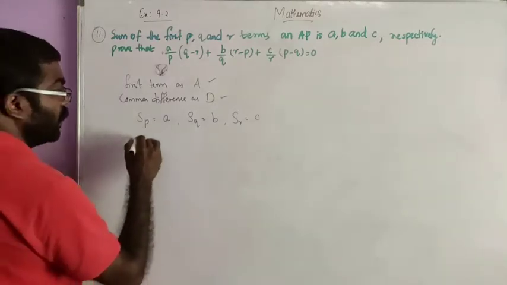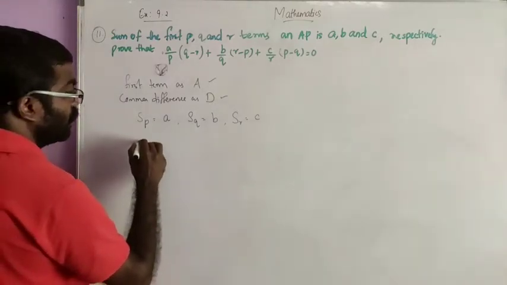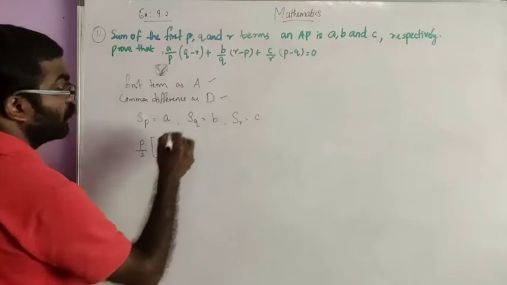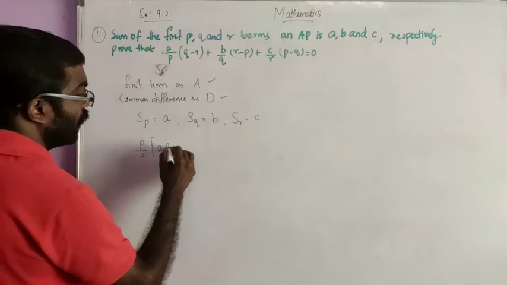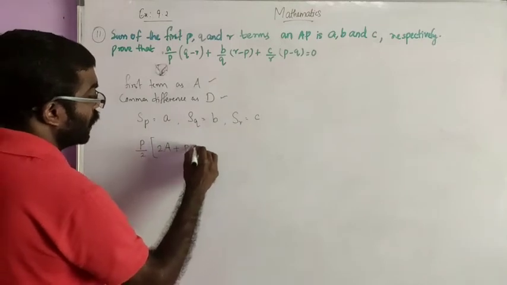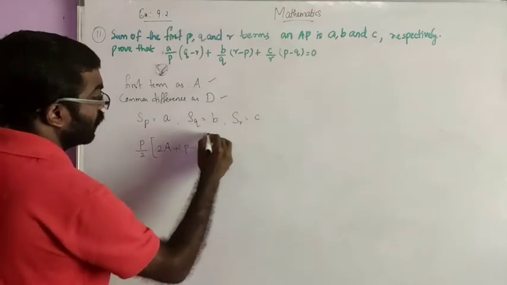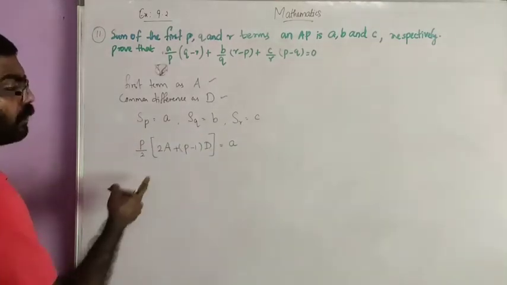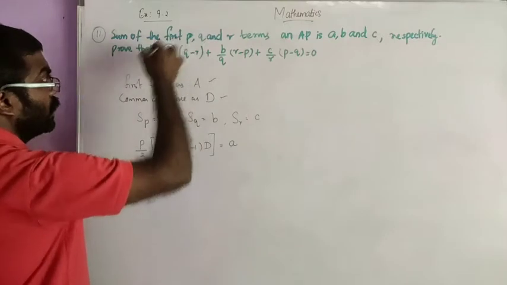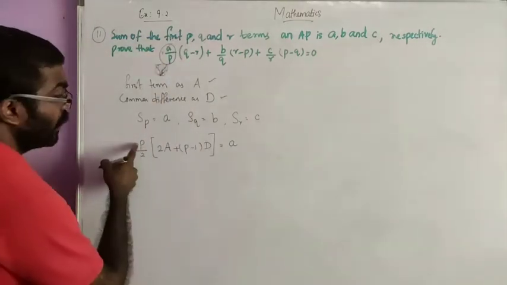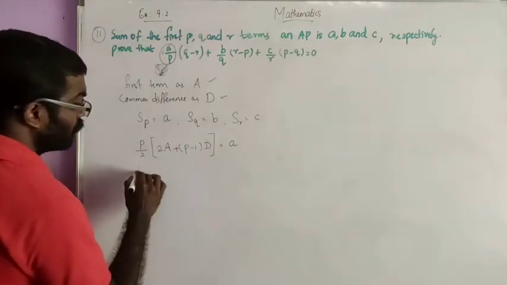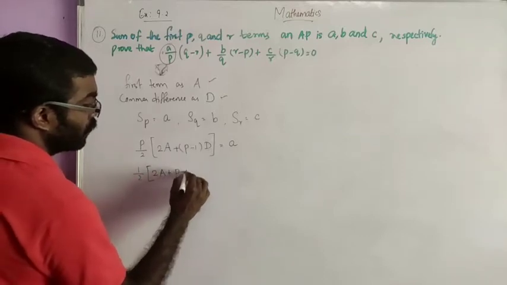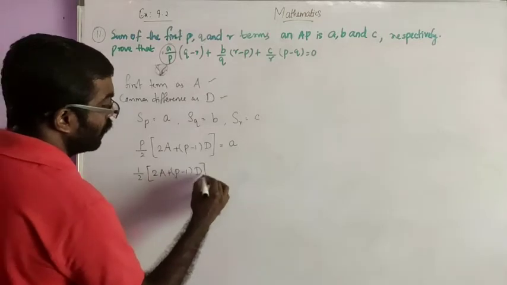You can apply the formula. Sp equal to a implies p by 2 into 2A plus p minus 1 into common difference capital D, which is equal to a. From this you can find the value of a by p. You can divide this p to the right side. So 1 by 2 into 2A plus p minus 1 into D is equal to a by p.